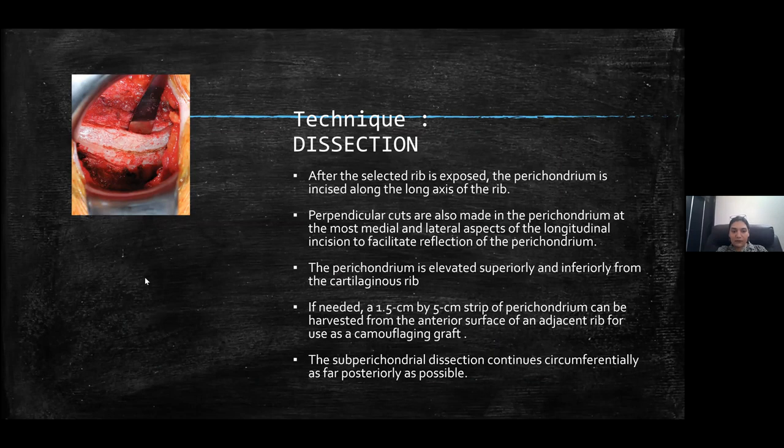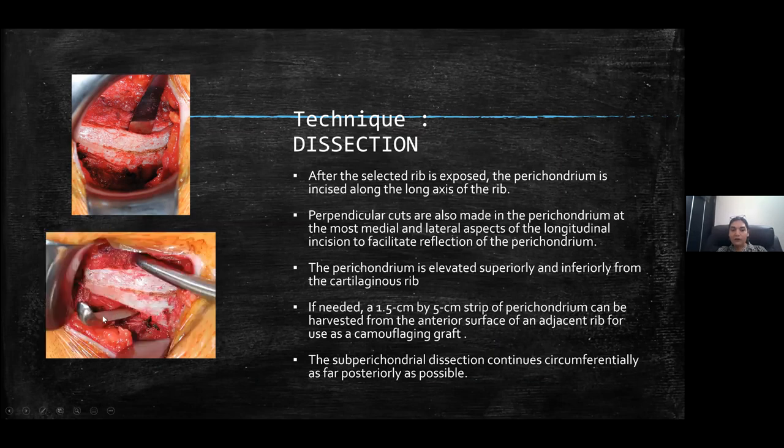This instrument that you can see is an elevator, a special curved rib elevator, which helps in getting under the rib to dissect it completely and prevents injury to the underlying structures.